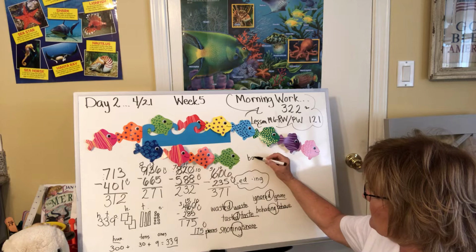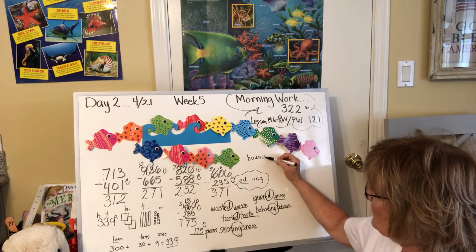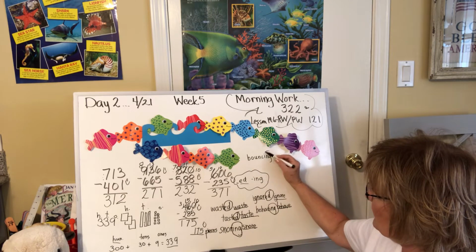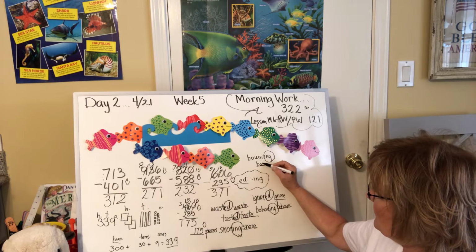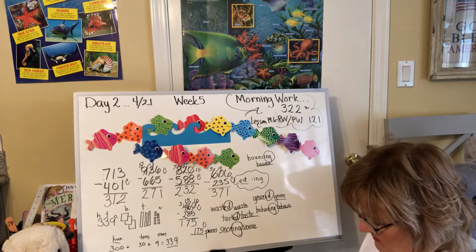You've got bouncing. What are you going to circle? The suffix is ING. And you're going to write bounce, adding the E back on.